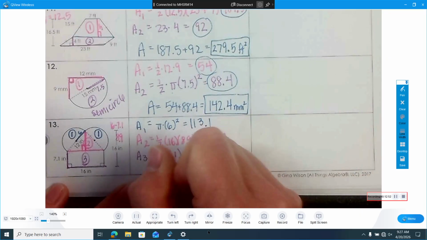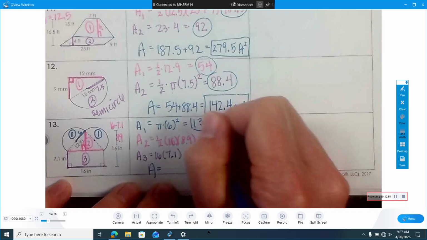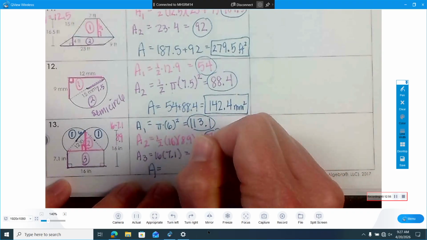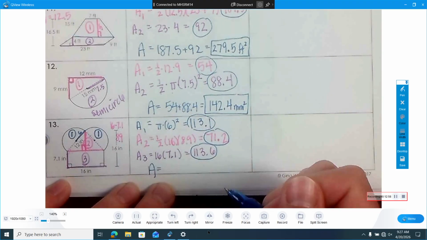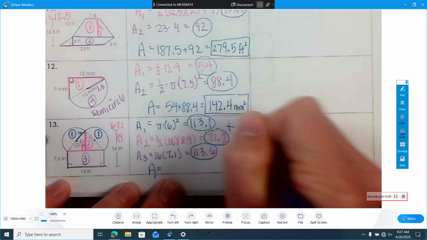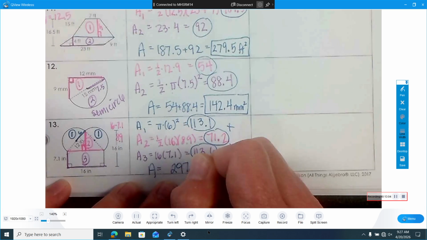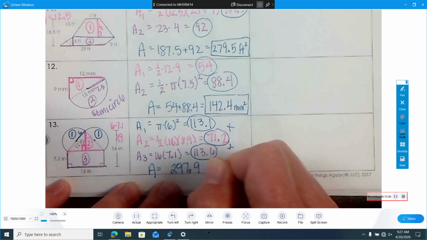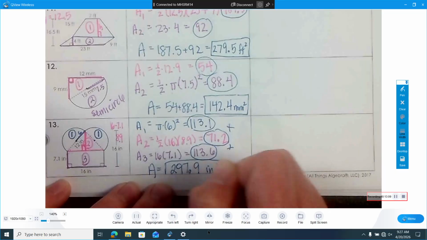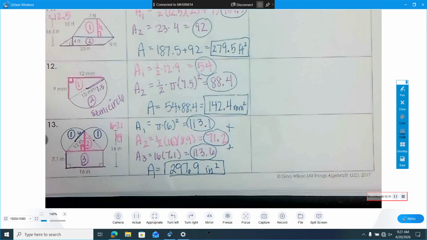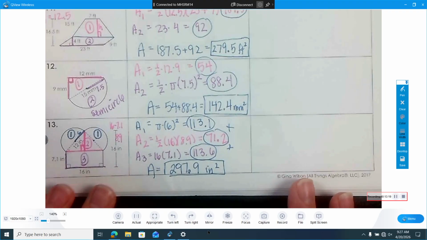And then the total area is all 3 areas added together. And if I add all 3 areas up, I'm going to get 297.9. Excellent. And these are inches being squared. So area uses your area formulas. Just add them up. Any questions on adding up areas?